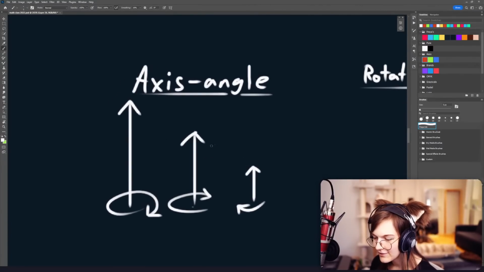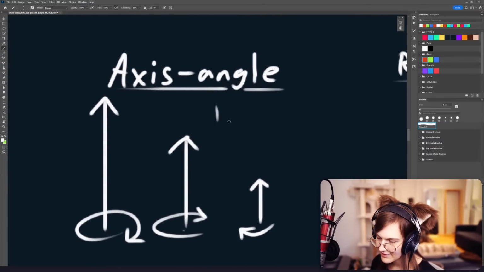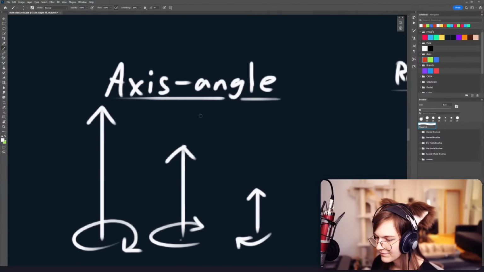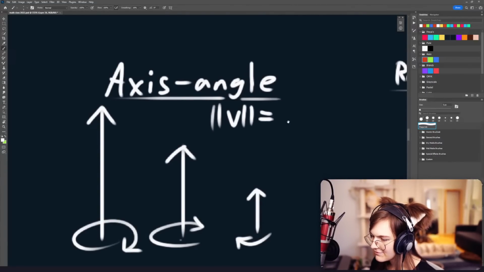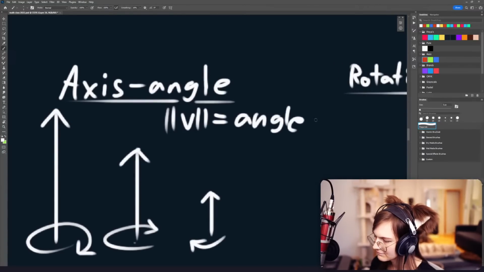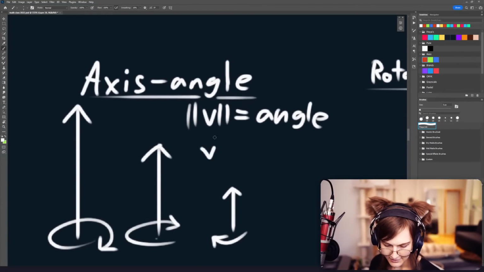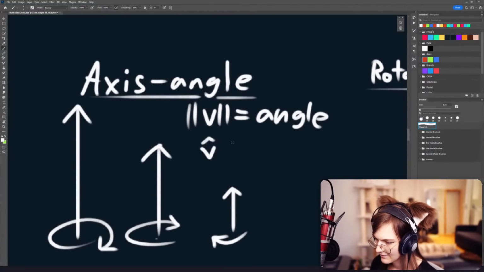And again, the length of the vector is the angle. So, in other words, the magnitude of v, the vector, is the angle. And v hat, the normalized version of this, is the axis.